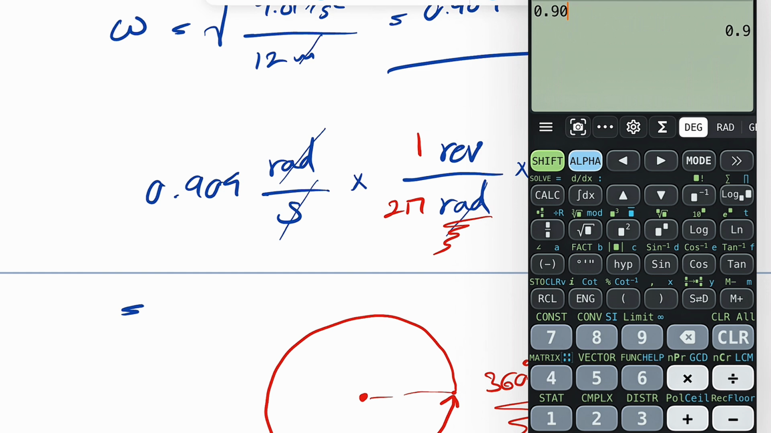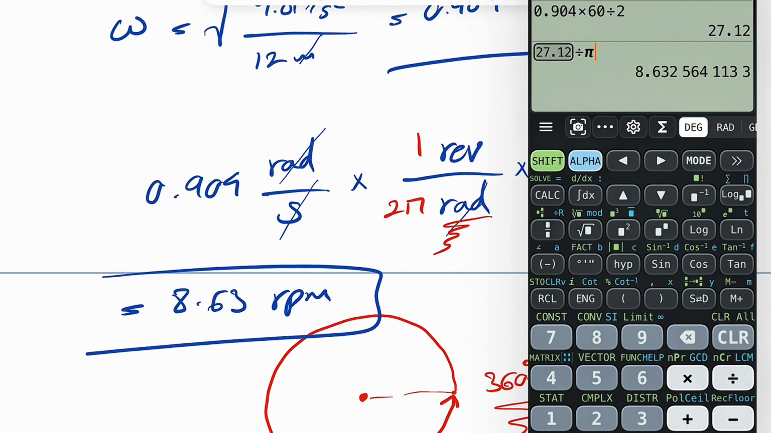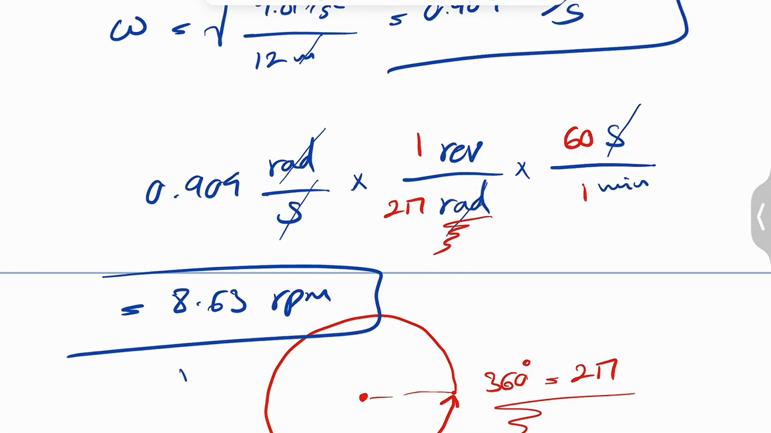So this is going to give us what we are looking for: 0.904 times 60 divided by 2 pi. And that's going to be 8.63 RPM, or revolutions per minute. So it's going to be our final answer.